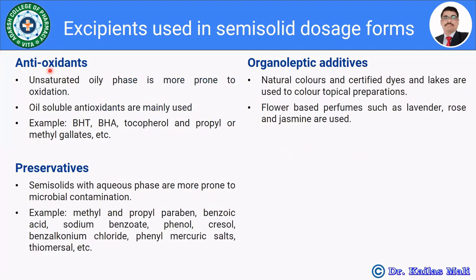Then antioxidants. Antioxidants are agents which prevent the oxidation of the product. The unsaturated oily phase is more prone to oxidation. For example, butylated hydroxytoluene, butylated hydroxyanisole, tocopherol, propyl or methyl gallates. These are some antioxidants used in semi-solid formulations.